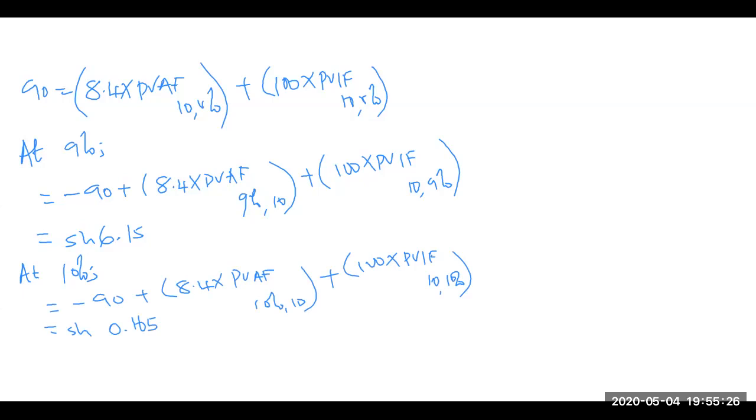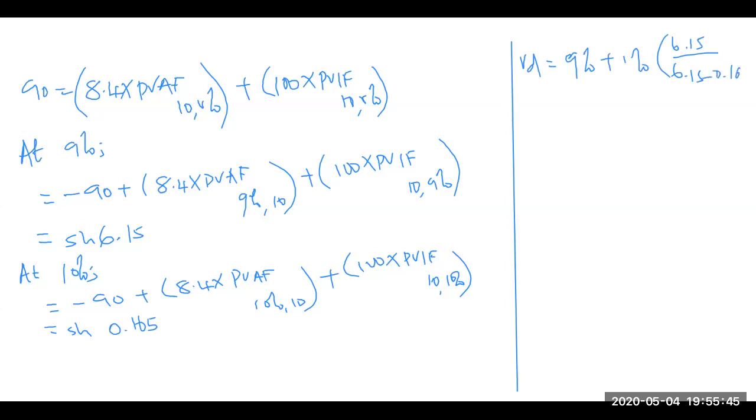Now that we have that, we can get, by use of the IRR formula, the cost of this debt. So RD will be equal to 9% plus the value at 9%, which we got as 6.15, over 6.15 minus the value at 10%, 0.165, to give us 10.03%.